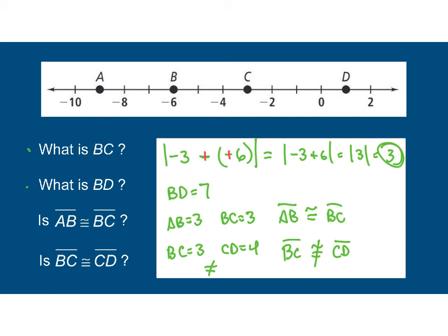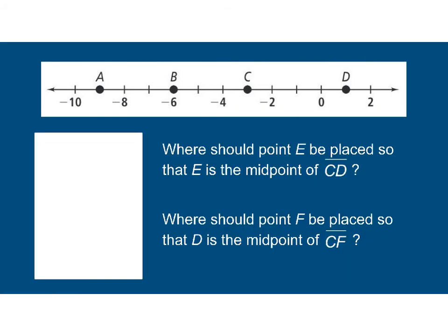Okay? Let's try the other two. Where should we put point E so that E is the midpoint of CD? Well, when we're talking about midpoints, what helps us figure this out a little bit is averages. If you think about how you average two things, if you got an 80 on a first quiz and you ended up with a 100 on the second quiz, your average would be 90, right in the middle. Or 80 plus 100 is 180, divided by 2 is 90. We add them and divide by 2. So if I look and see where C is on here, C is at -3. And D is at +1.